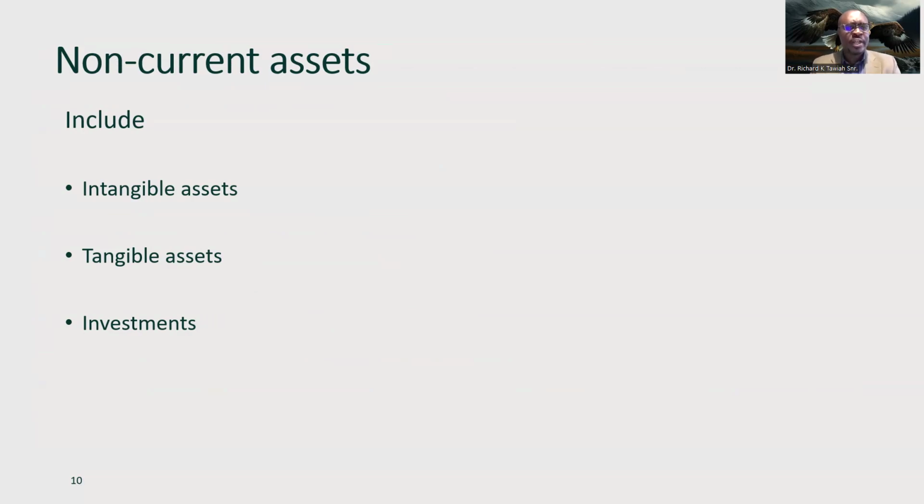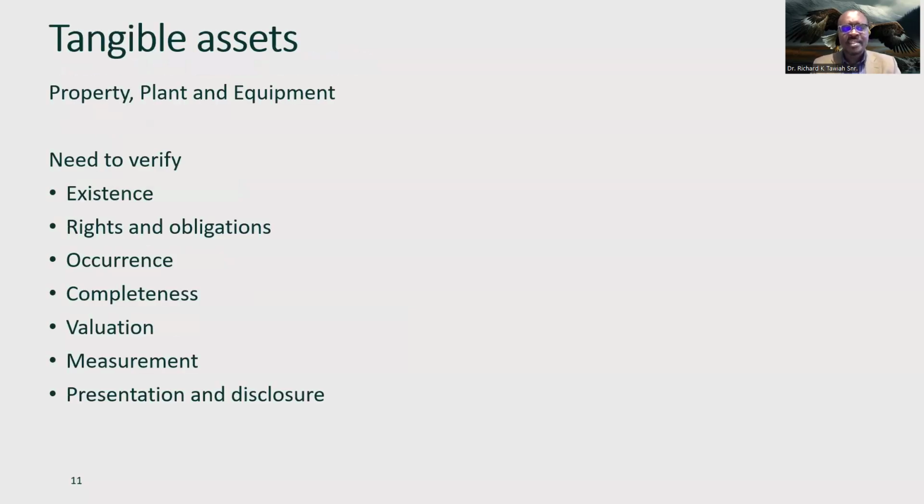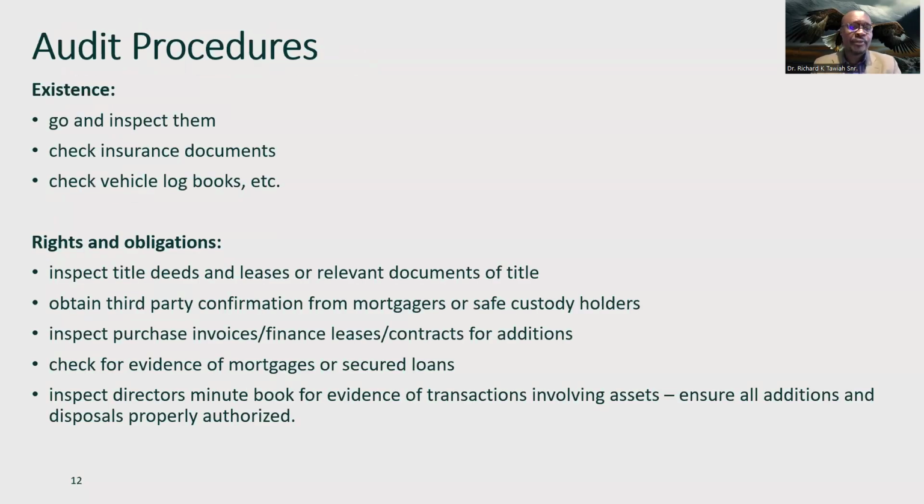Components of assets, we have the non-current, right? Intangible, tangible, investments. These are non-current assets. The tangible, you know them, PPE, right? Verify whether they exist, whether we own them, whether the transaction actually occurred, have they all been included, completeness, value them, measure them, do some analysis, some calculations yourself. Have they been properly presented and disclosed in the right place in the accounts?